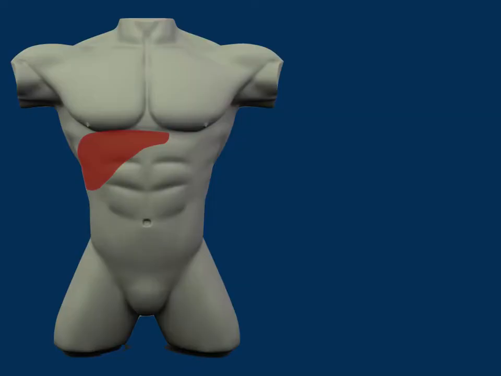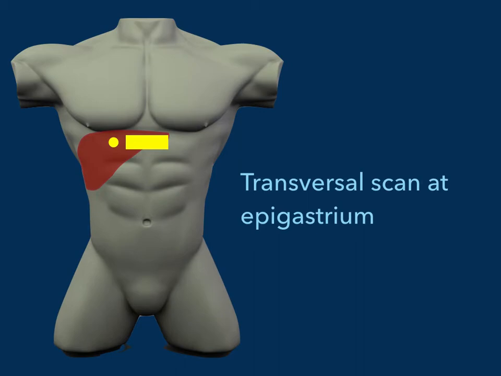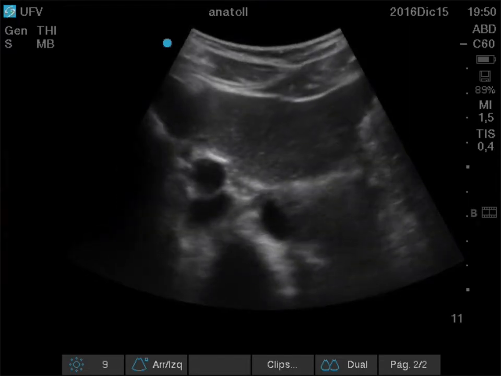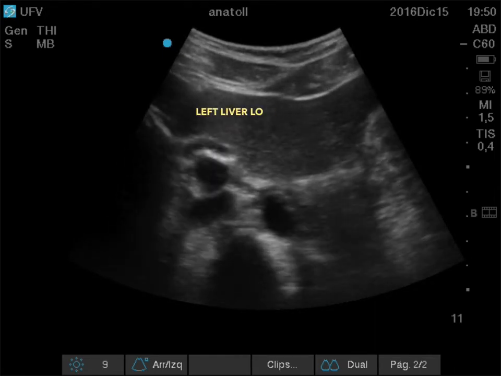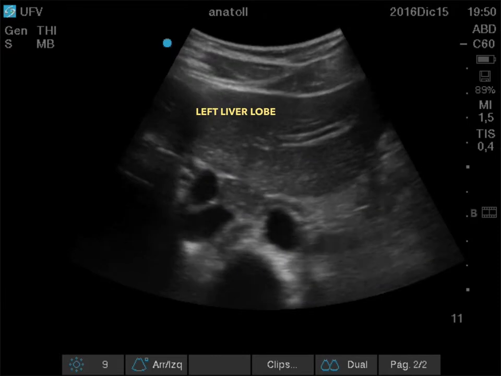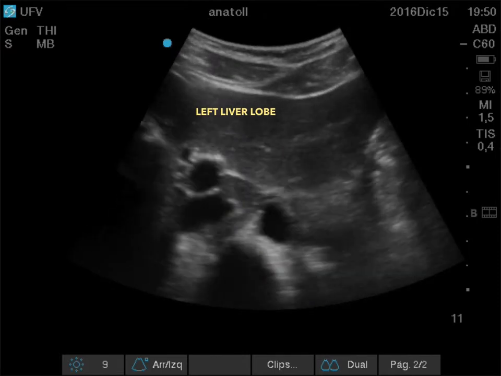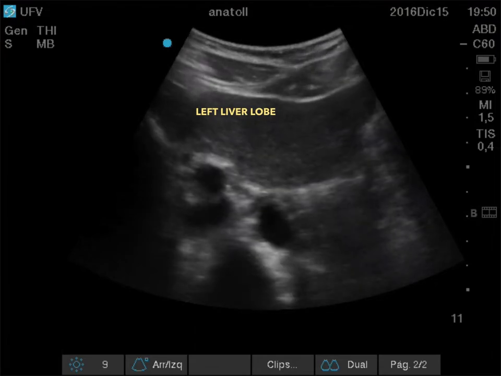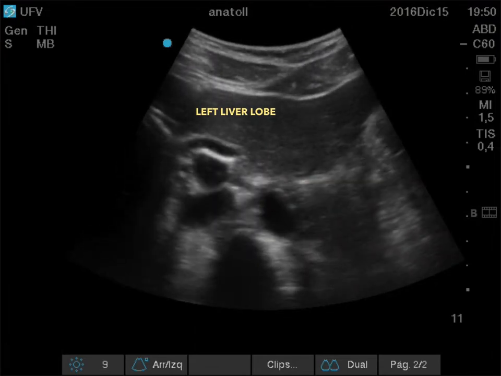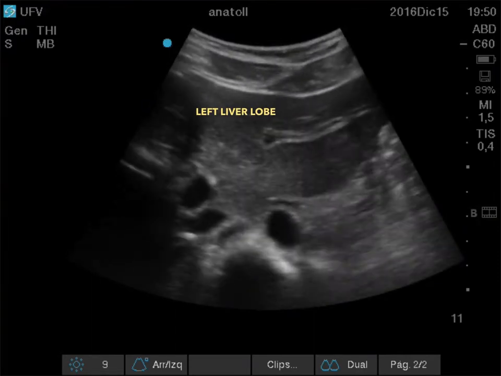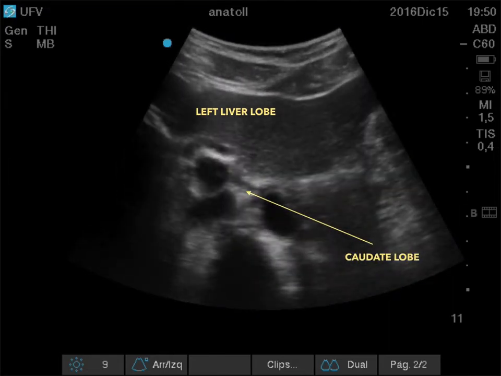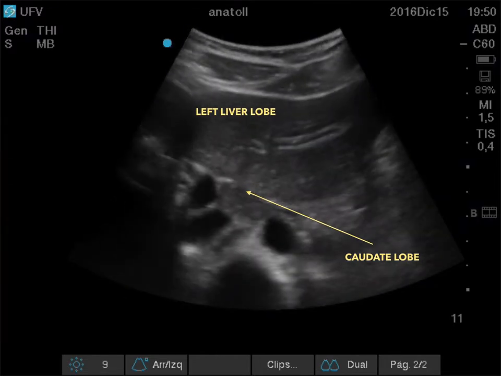Okay, the second scan is totally perpendicular to the first one, so it's a pure transversal scan at the same level, at the level of epigastrium. We're looking at this structure right in the middle, which is superficial and organ-like. This is the left lobe of the liver, and the caudate lobe now is more inferior, more posterior, actually deeper, and it's between those vessels, which are the great vessels, the aorta and the inferior vena cava. On top of the caudate lobe, you can identify as well the venous ligament.